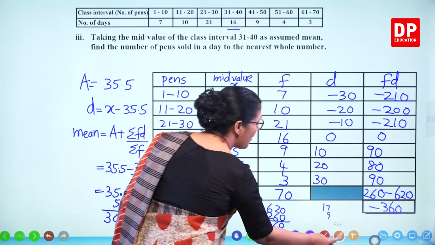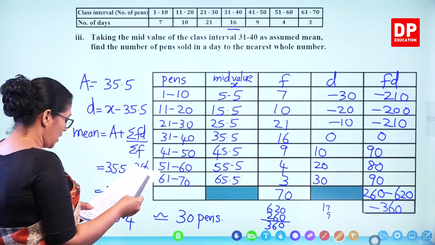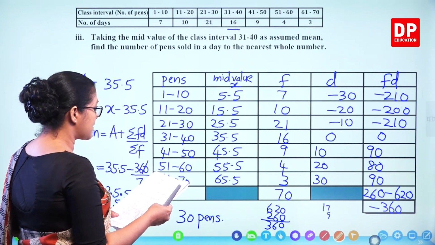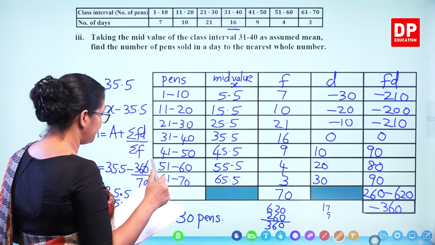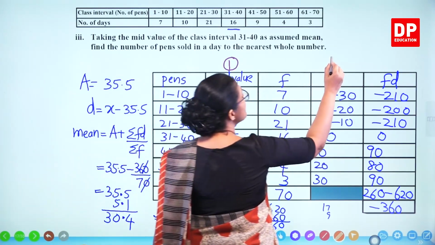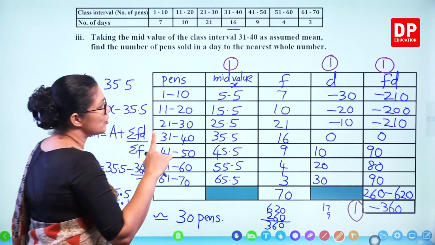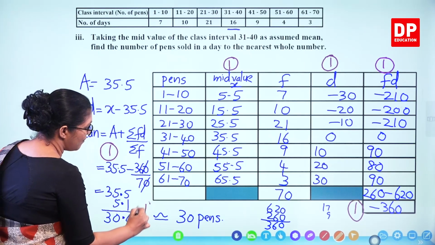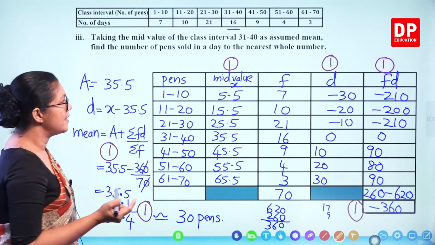So we'll see how many marks. You get 4 and altogether 6 for this step. So 30.4 and writing 30. So 6 marks. Mid value 1, d 1, fd, and the total fd you get 1 mark. So 4 here, 5 and for the calculation 6. 1, 2, 3, 4, 5, 6. 6 marks for this part.